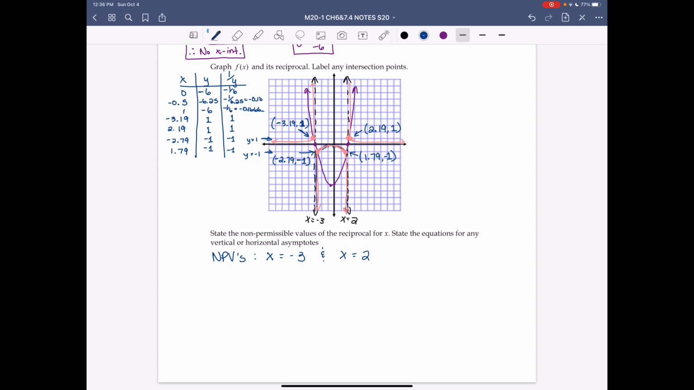State the equations for any vertical or horizontal asymptotes. Our vertical asymptotes are the same as the NPVs, so x equals negative 3 and x equals 2. Our horizontal asymptote is y equals 0 for all reciprocal functions in Math 20-1.